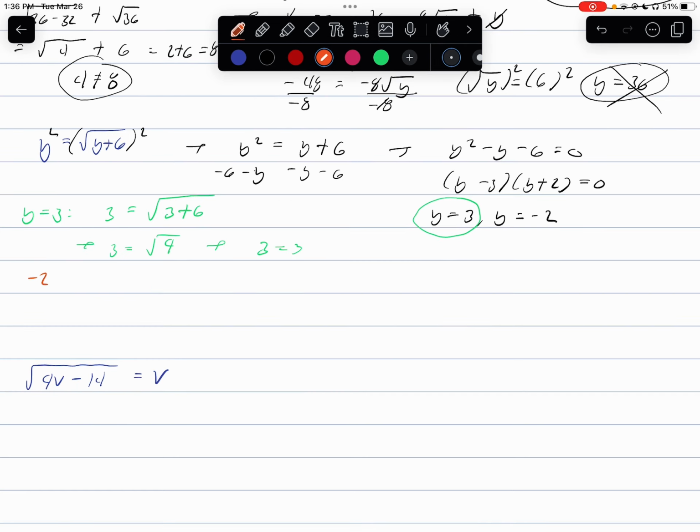So we have negative 2 is equal to the square root of negative 2 plus 6. Well, you should already notice that this is a problem. Negative 2 cannot be a part of this solution because a square root cannot be equal to a negative number. So we're going to say that y equals 3 is the only legitimate solution here.